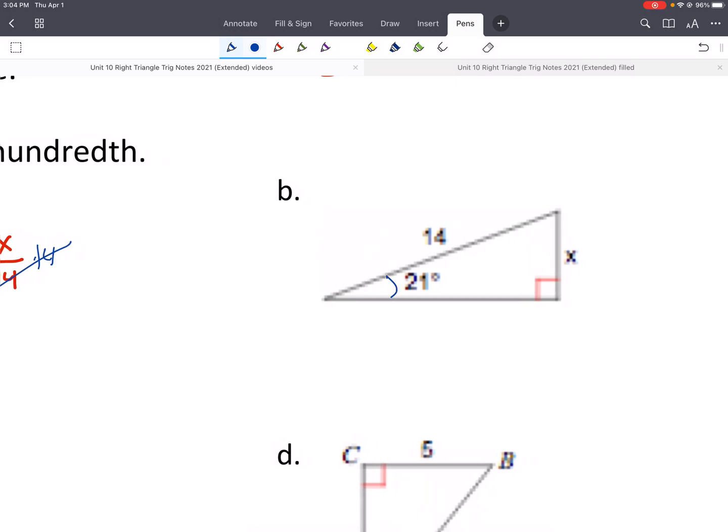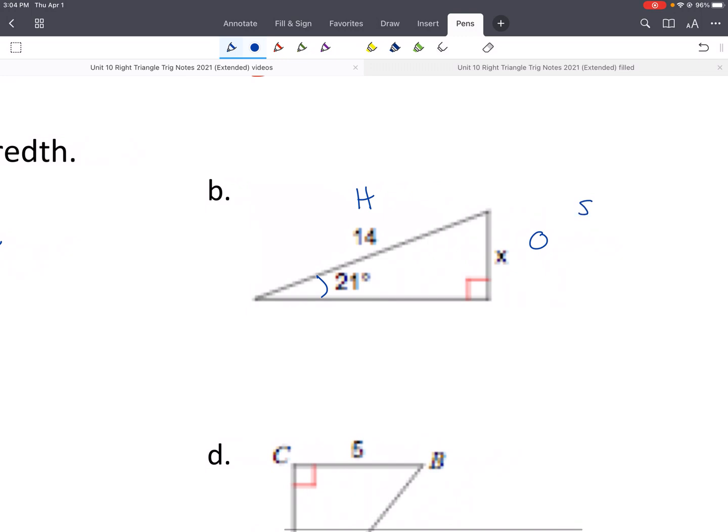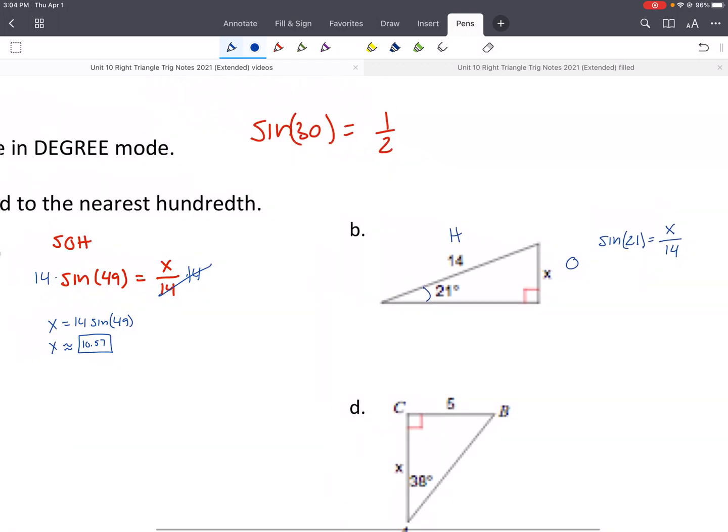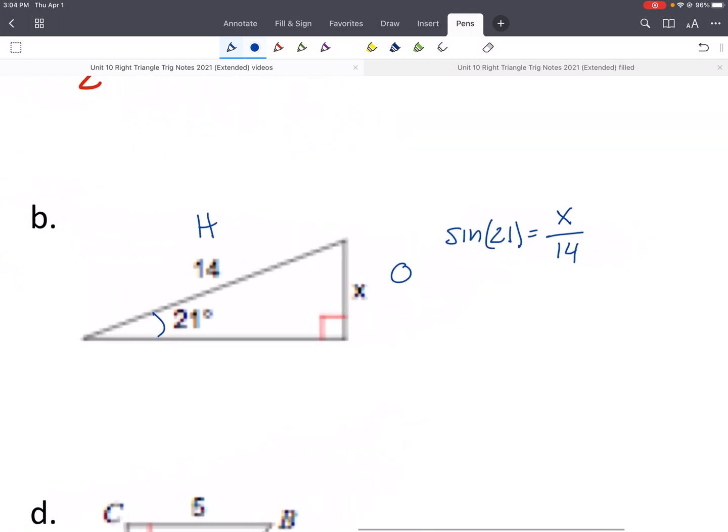All right, so here's our reference angle. We have our opposite, and we have our hypotenuse. So again, we're going to be using sine. So sine of 21 is equal to x over the hypotenuse, which is 14. Is that the same problem? No, it's not. The degree is different. All right, so again, to get the x by itself, we need to multiply both sides by 14.